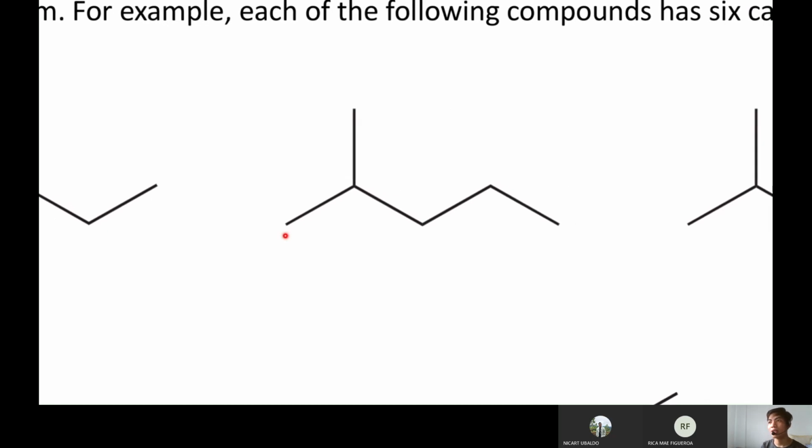So, ilang hydrogens dito? Tatlo po. Dito. Isa. Kasi may tatlo, di ba? So, yung missing na isa, hydrogen. Hindi nyo lang nakikita pero meron yan dyan. Ito. Dalawa. Ito. Dalawa din. Tapos ito. Tatlo. So, ganun lang yung idea.